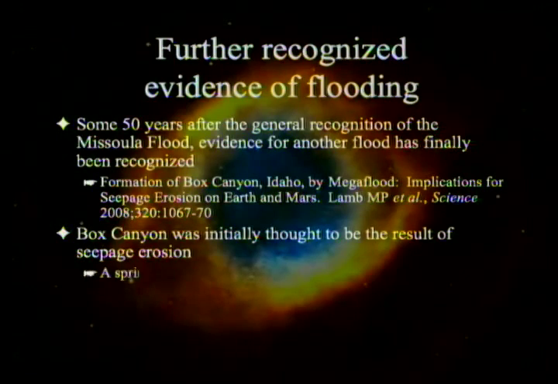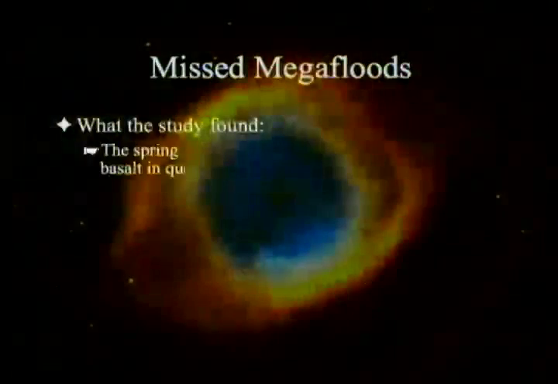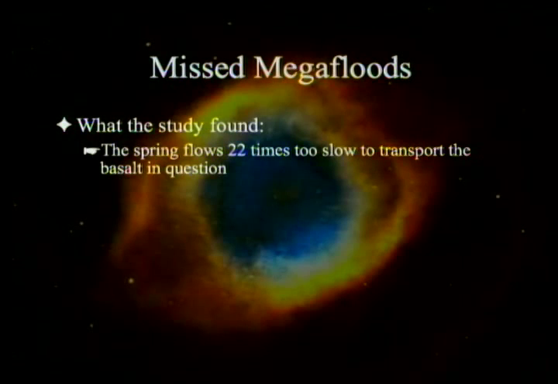Box Canyon was initially thought to be the result of seepage erosion. That is, there's a spring in there with 10 cubic meters per second. Just for reference sake, a cubic meter is a metric ton of water, which is 1.1 regular tons. So we're looking at 10 tons of water per second coming out of that spring. That's a pretty good sized spring, and it was thought that this had gradually eroded this thing. What the study found was the spring, unfortunately, was not fast enough to gouge that thing out. The spring only flowed 22 times too slow to transport the basalt that's been taken out of there.